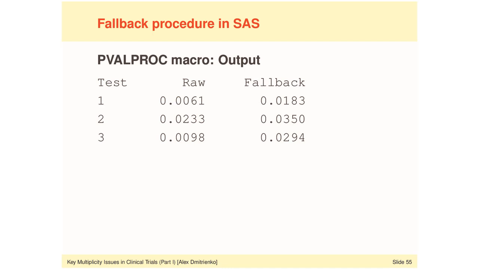If we apply a one-sided alpha of 0.025, it's easy to see that after the fallback-based multiplicity adjustment, only the first adjusted p-value is significant, and we can conclude that a statistically significant effect is present only at dose 1 in this type 2 diabetes trial.